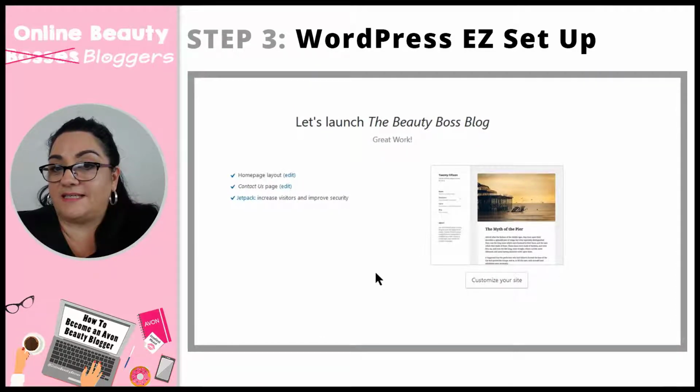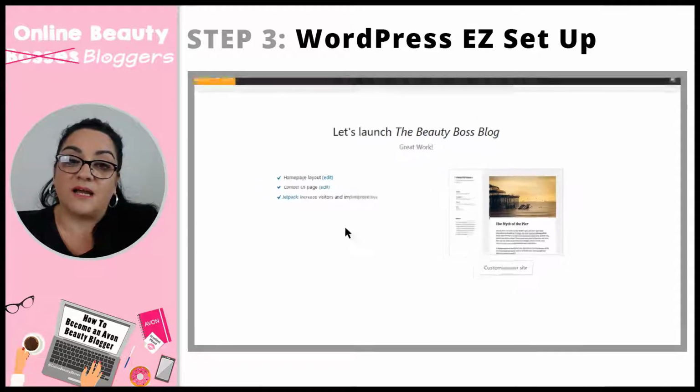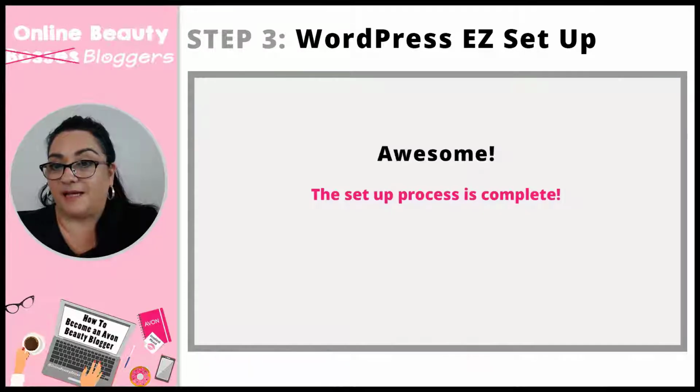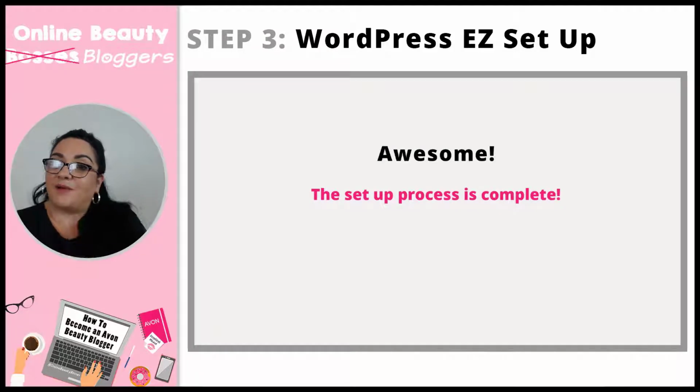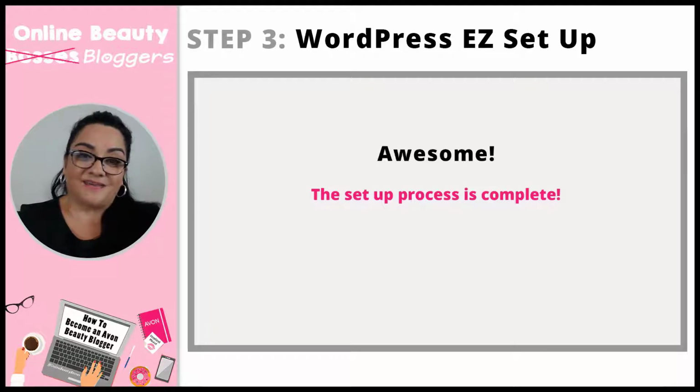And so that's it. Those are the easy steps to finish the walkthrough. We've created the homepage layout. We decided to skip the contact us page because we're going to do that later. And then we connected the Jetpack plugin. And so the setup process is complete. So that's the next step. Okay, so that was step 3.